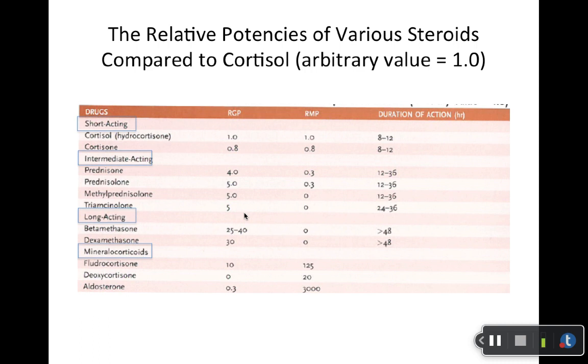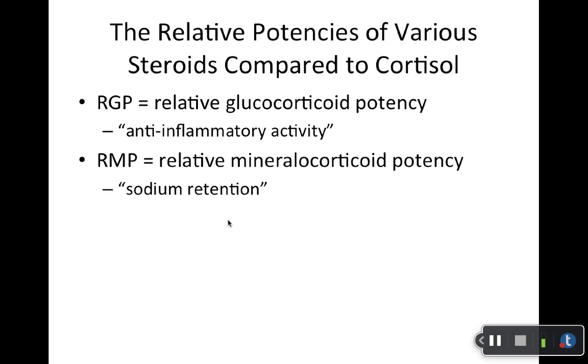Just a heads up too, I've had students in the past bring me other tables. These tables can be organized in different ways. Sometimes they are organized by their anti-inflammatory properties. So for example, beclomethasone and dexamethasone would maybe be on the top if they were going from most anti-inflammatory to least. I don't necessarily want you to get hung up too much on the table organization, but definitely duration of action: is it short acting, intermediate, long acting, or is it a mineralocorticoid? And then the anti-inflammatory properties. I definitely want you to know which ones are stronger anti-inflammatory glucocorticoids versus less potent.